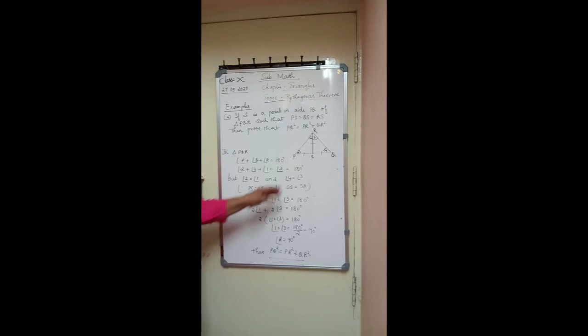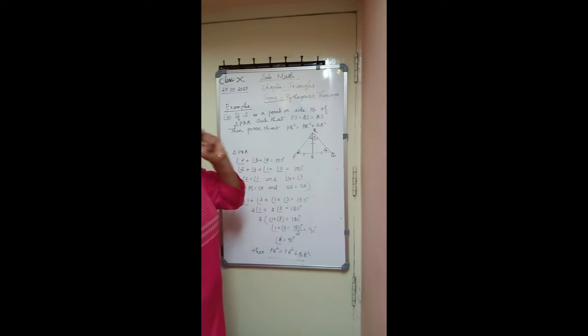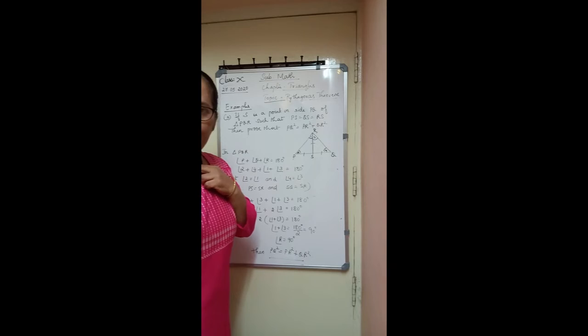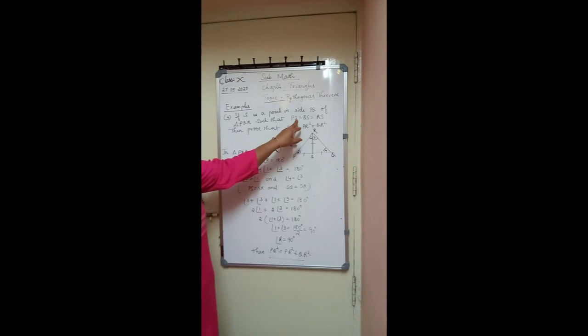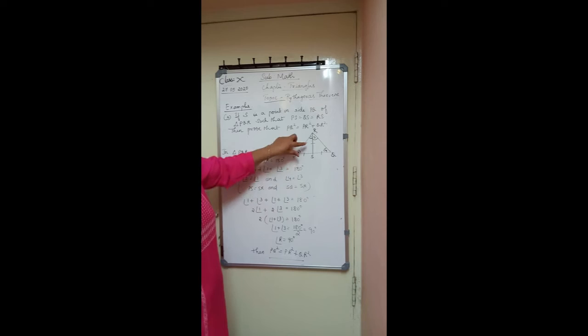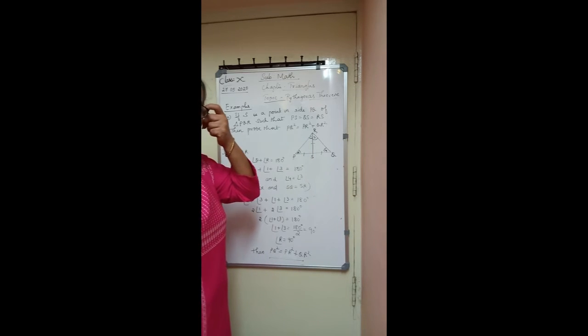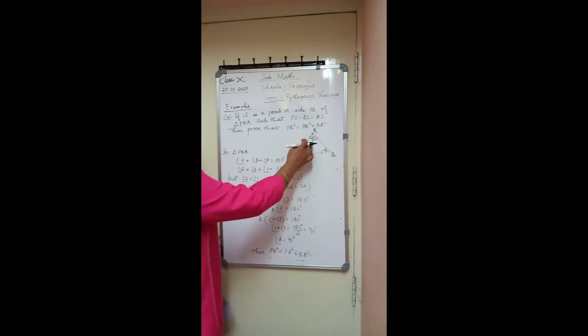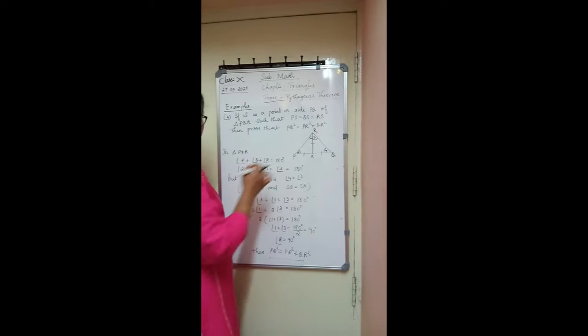So first you have to draw the figure, triangle PQR, where S is a point on PQ. Mark the point S and join it with R. Then apply the given condition PS equals QS. So this side is equal to this side, and this side is equal to this side. So these two triangles are isosceles triangles. In isosceles triangles, the angles opposite to equal sides are also equal. So angle 1 equals 2, 3 equals 4.